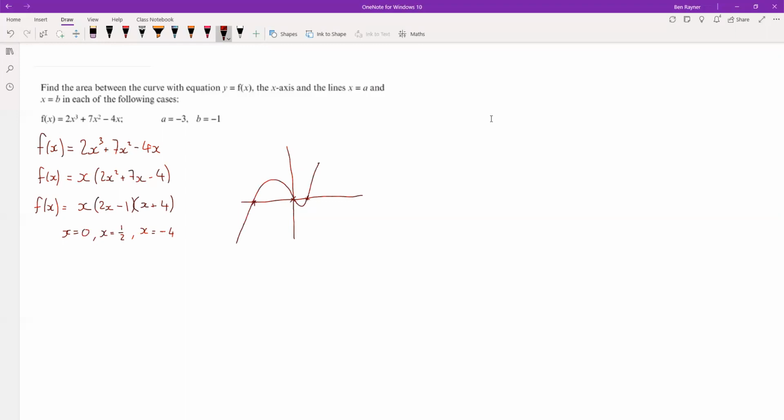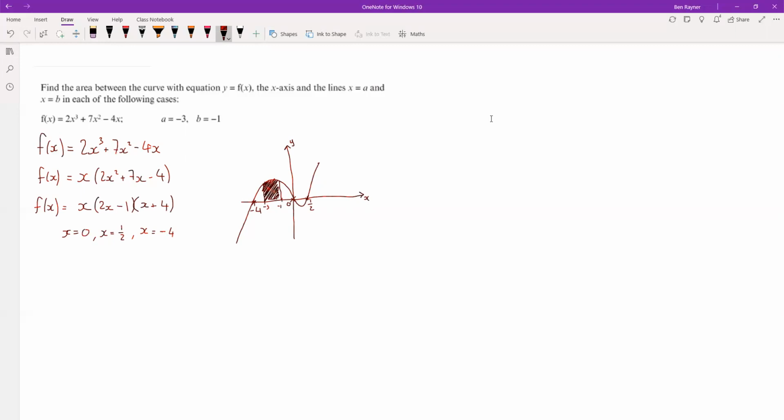What's really important for us, though, is it's saying that A is minus 3 and B is minus 1. So keep in mind this is minus 4, this is 0, and this is a half. So we're not looking at the whole curve. We're looking from minus 3 to minus 1. So just these 2 points. So this is the section that we want to find. This is the area that we want to find. So we'll come on to why this is important, especially to sketch, a little bit later. There's a little bit more to this, but it's just important at the moment that we understand where this is.